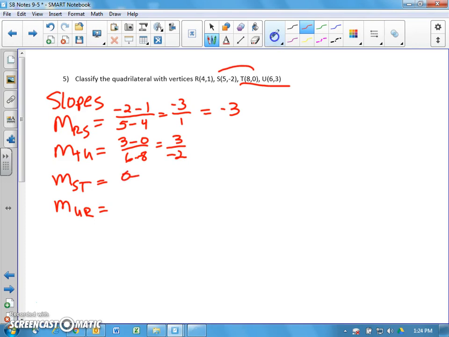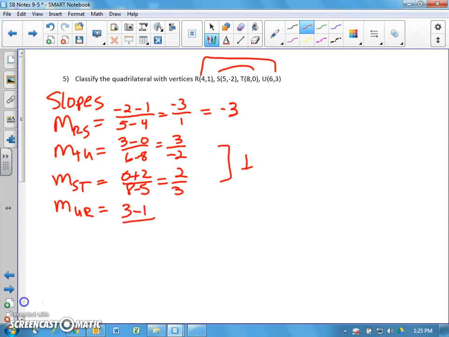So we'll have 0 minus negative 2 over 8 minus 5, which would be 2/3. And if you look at these 2, my slopes are opposite reciprocals, so I know that those are perpendicular. You are, so I'm looking at this pair.